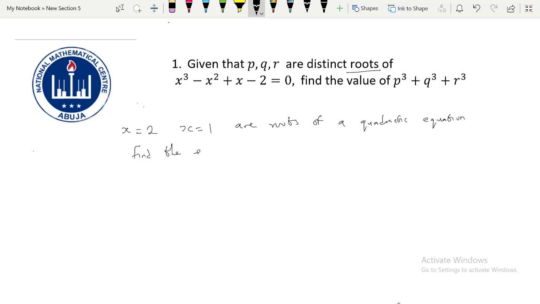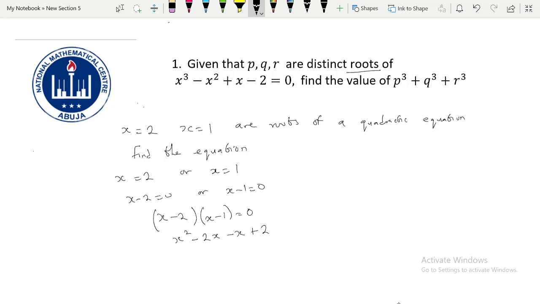This is a common problem, I think it should be SS2 general maths. Generally, if x equals 2 or x equals 1, you have that either x minus 2 equals 0 or x minus 1 equals 0. To get the equation, you multiply these: x minus 2 times x minus 1 equals 0. Then you expand, so you have x squared minus 2x minus x plus 2 equals 0, so the equation is x squared minus 3x plus 2. That is how you move from roots to equation.